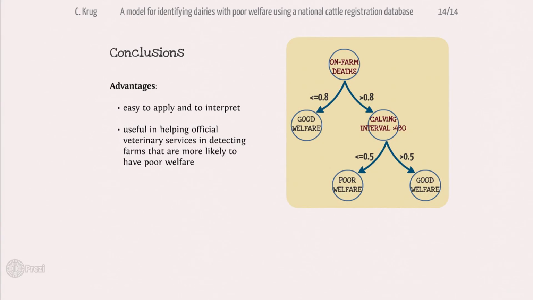So as a conclusion, this decision tree, this model, is very easy to apply and to interpret, and it would be really useful in helping official veterinary services in detecting farms that are more likely to have poor welfare, instead of going to all the farms of the country and applying the welfare quality protocol, for example. They would just apply this model to each farm, and then they could only go, for example, to those farms with higher risk of poor welfare.